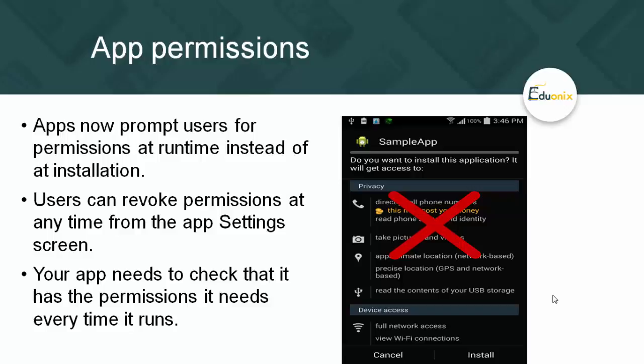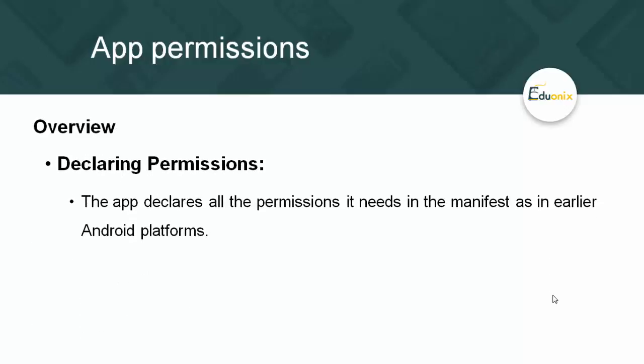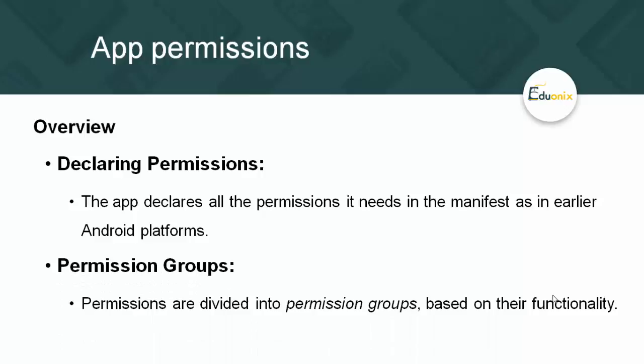It will still require certain basic permissions during installation, but all of the rest are only requested and approved at runtime when they're needed. Here are the key components of this new model. Declaring permissions. The app declares all the permissions it needs in the manifest as in earlier Android platforms. Permission groups. Permissions are divided into permission groups based on their functionality. For example, the Contacts permission group contains permissions to read and write the user's contacts and profile information. Related permissions are divided into permission groups to allow users to grant related permissions to an app in a single action. The user only has to grant permission once per app for each permission group.